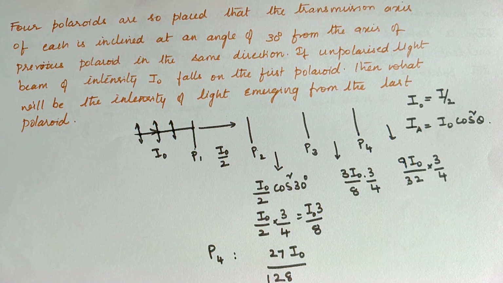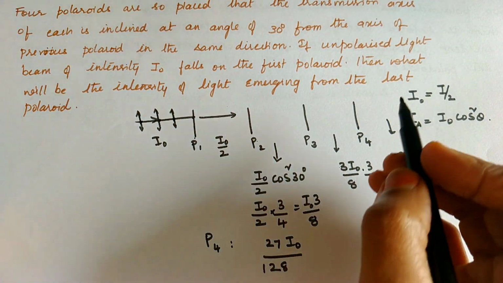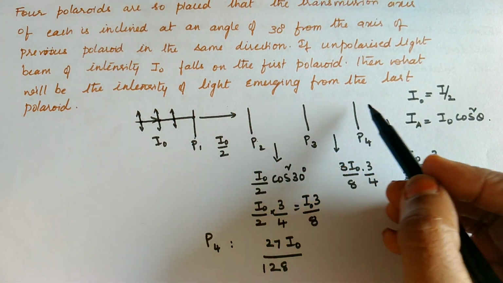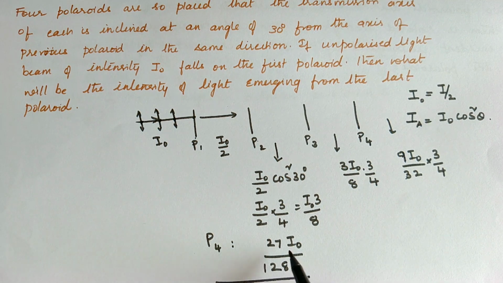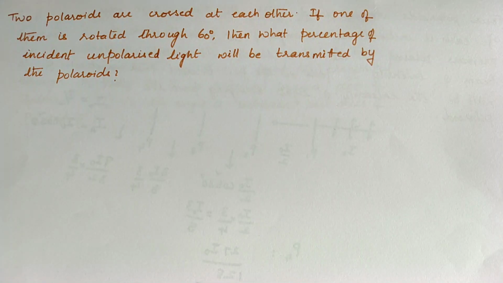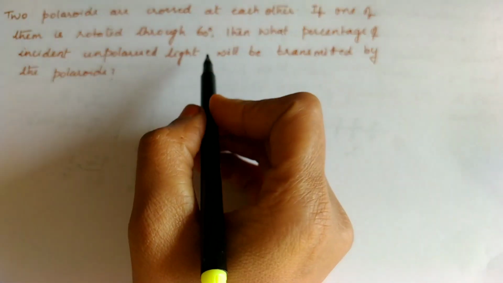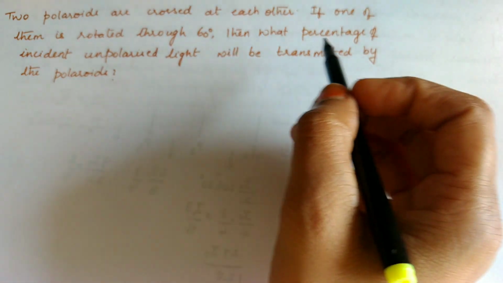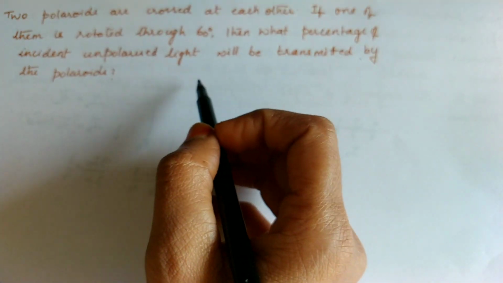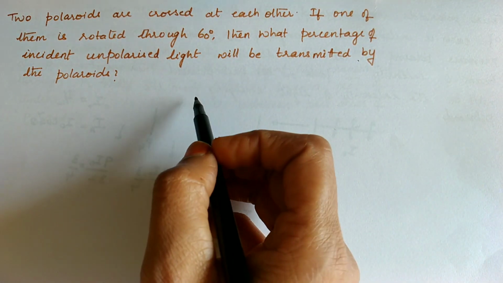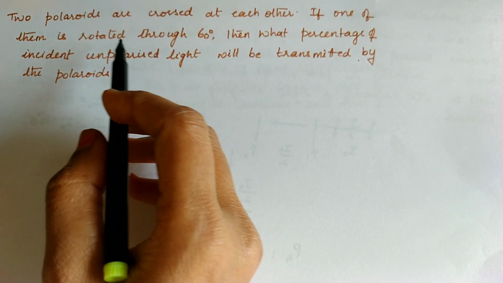128. So the intensity emerging from the fourth polarizer, which is inclined at 30 degrees with the previous, will be 27 by 128 times of I naught. Okay, here two polaroids are crossed at each other. If one of them is rotated through 60 degrees, what percentage of incident unpolarized light will be transmitted by the polaroid? Okay, look at the question carefully.